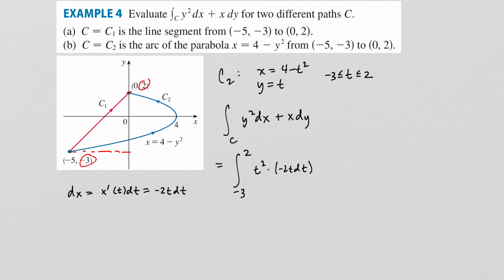Okay, and then I have plus, in the second integral, I have x. Well, x is 4 minus t squared times dy. Well, dy, remember, is y prime of t dt. And since y is equal to t, y prime is simply 1 times dt.